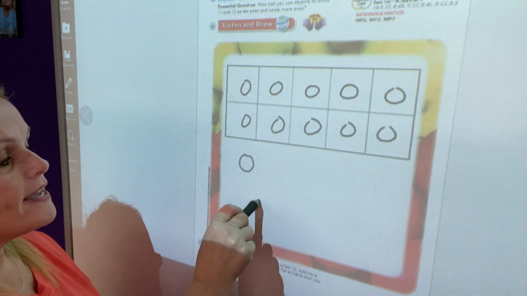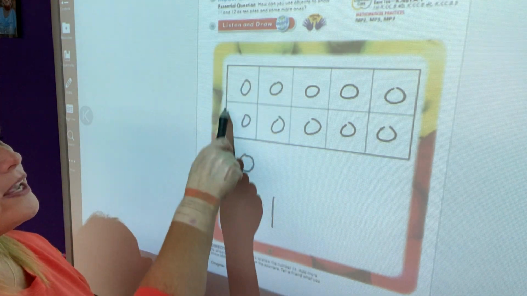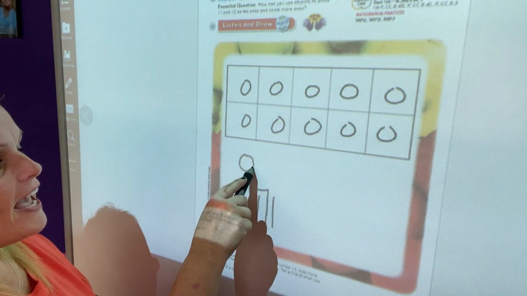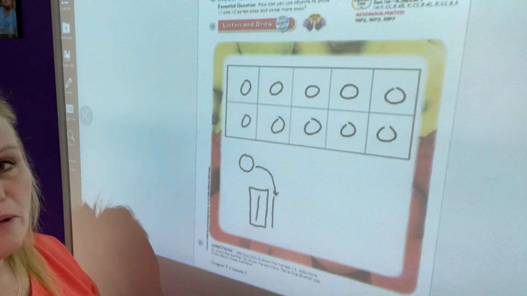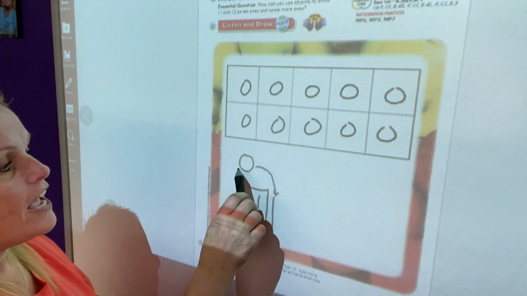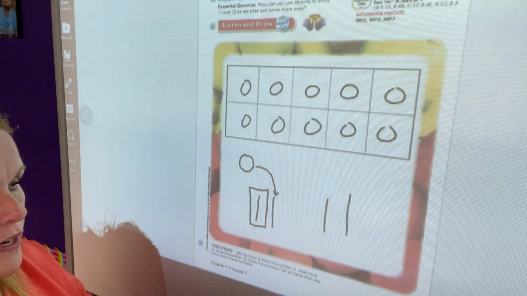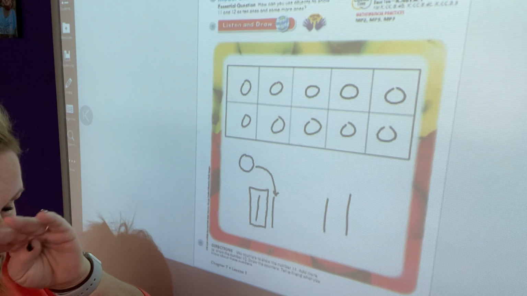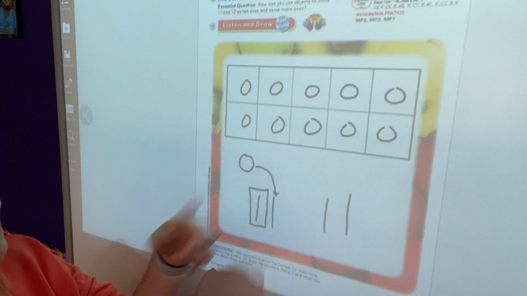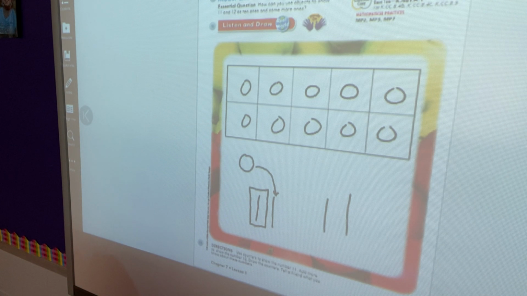In order to make the number 11, which looks like this, a 1 and a 1, we have one set of 10 and then 1, 1 all by itself. So one set of 10 and 1, 1 makes up the number 11. That's why we write it a 1 and a 1. The first number tells us how many sets of 10 there are, and the second number tells us how many ones are out there by themselves. So that is the number 11.